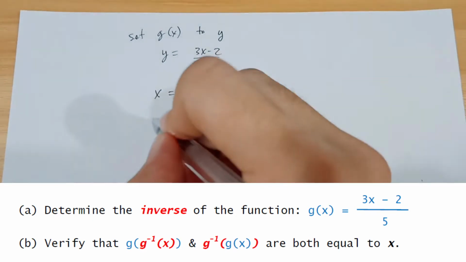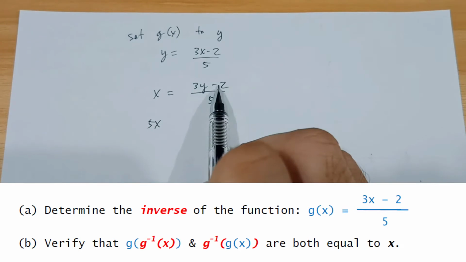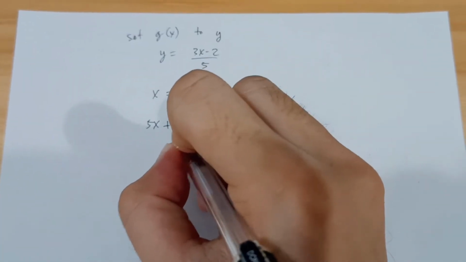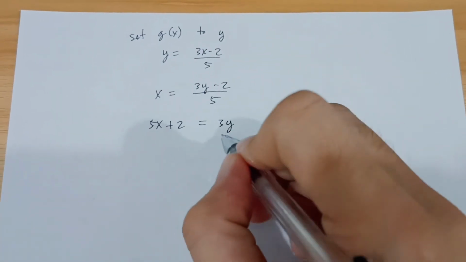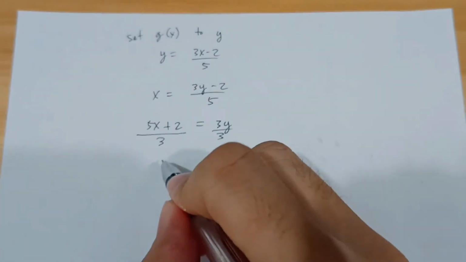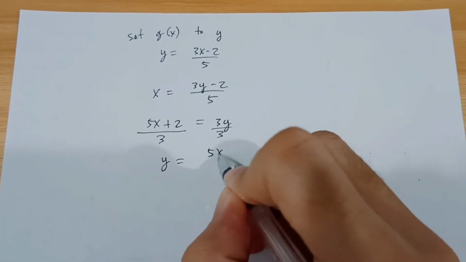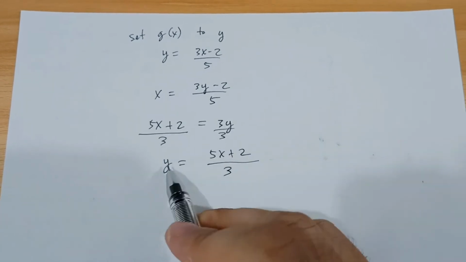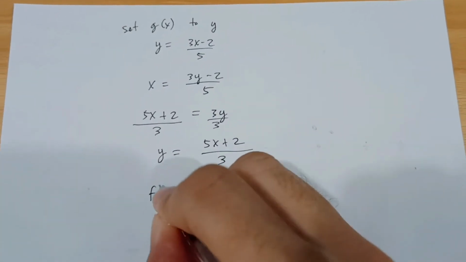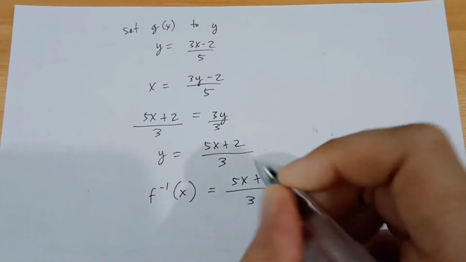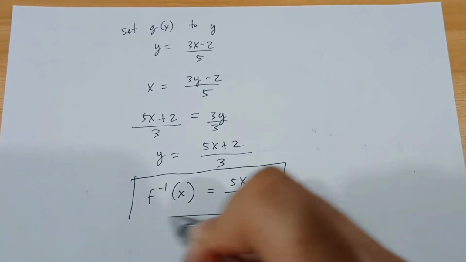Ganyan na siya. Solve for y. So, cross multiply. Magiging 5x. Lipat sa kabila yung negative 2, plus 2 na siya. 3y over 3 over 3. Kaya magiging y is equal to 5x plus 2 over 3. Yung y set natin sa inverse function. So, ito na yung inverse function niya.